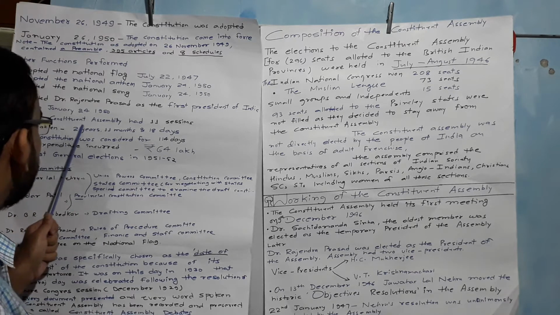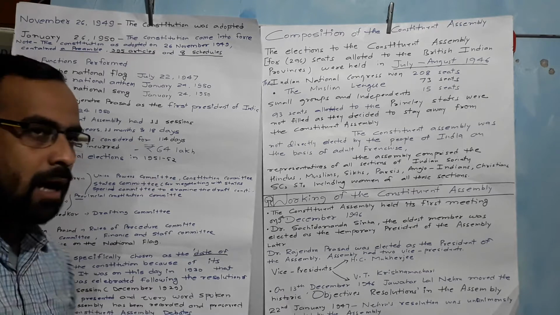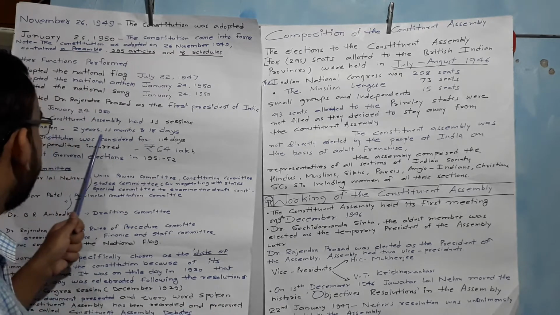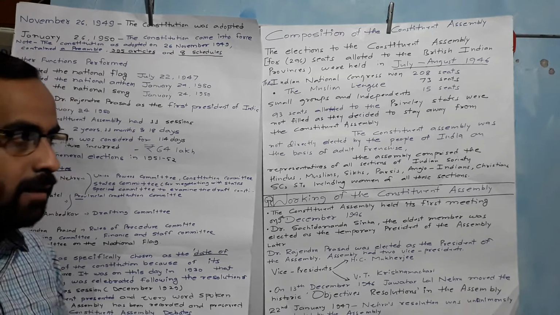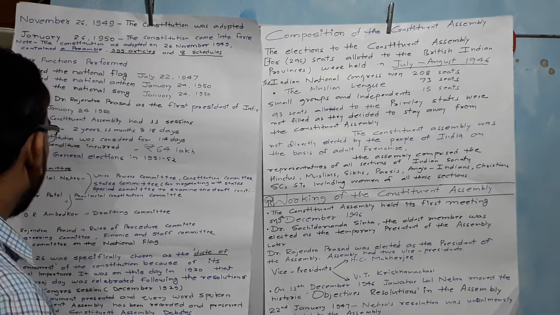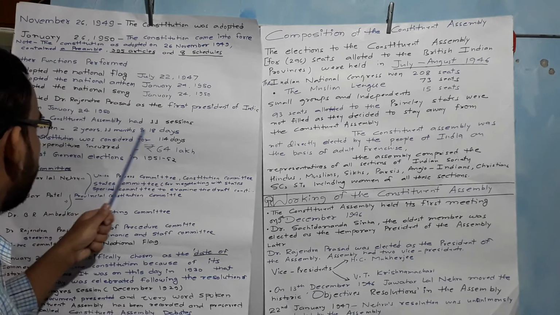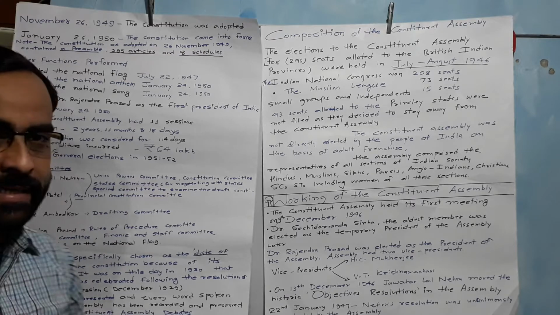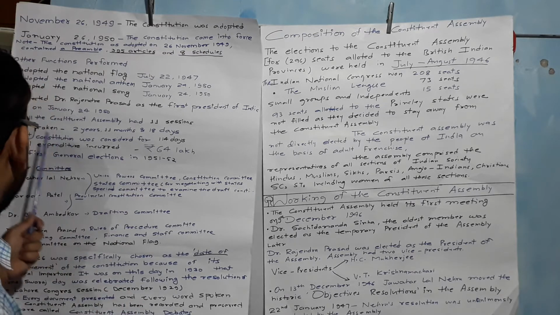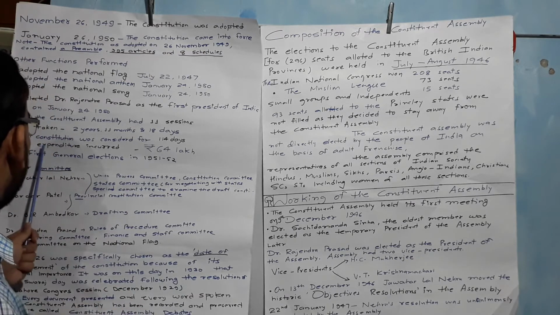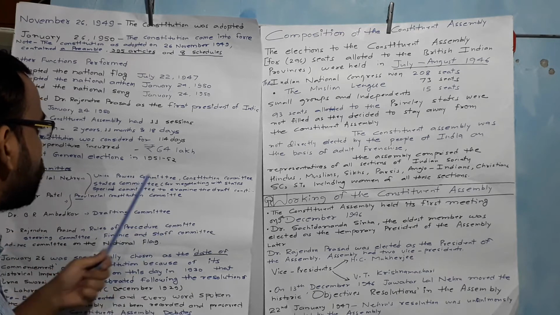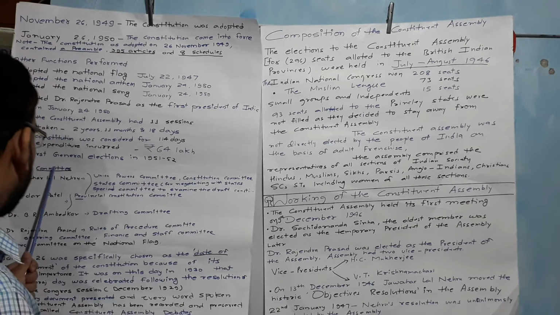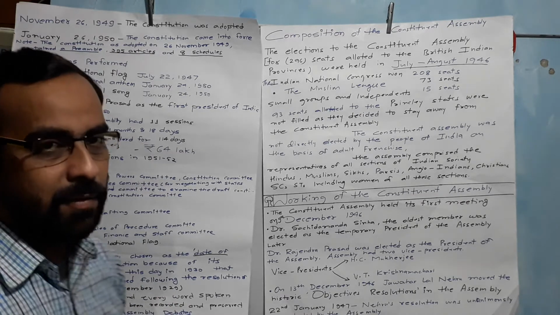In all, the Constituent Assembly had 11 sessions. How much time was taken to make the Indian Constitution? 2 years, 11 months and 18 days. The draft constitution was considered for 114 days. The total expenditure incurred was approximately 64 lakhs. The first general elections in India were held in 1951-52.